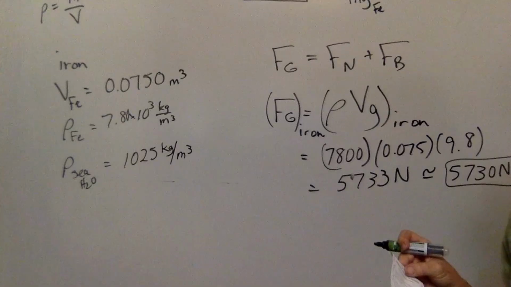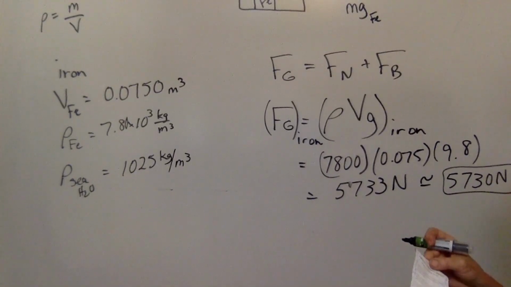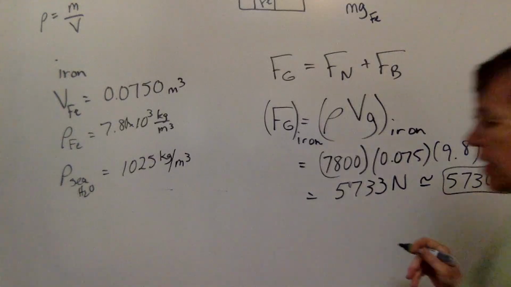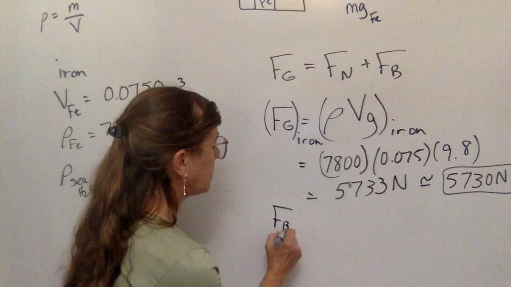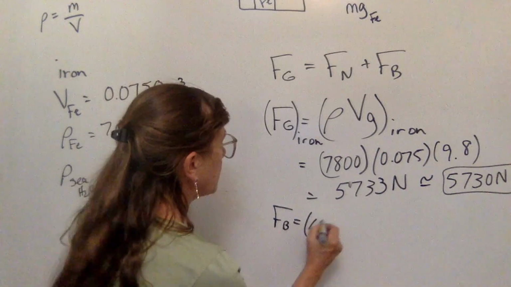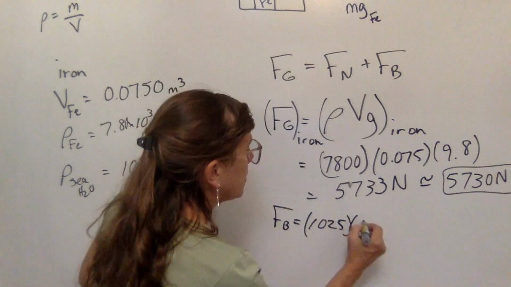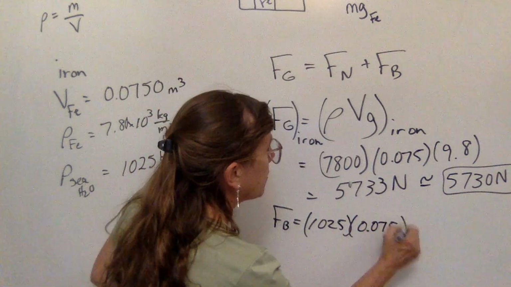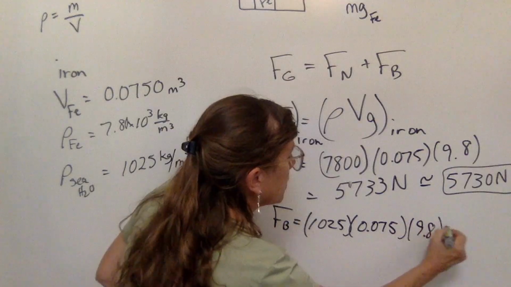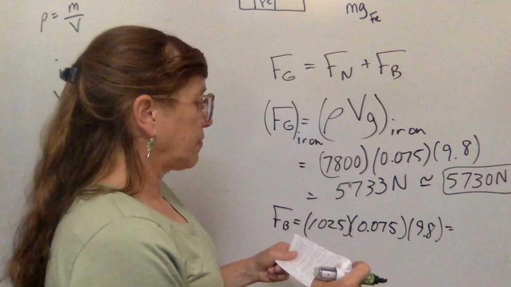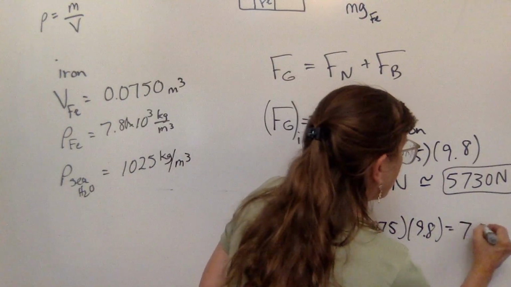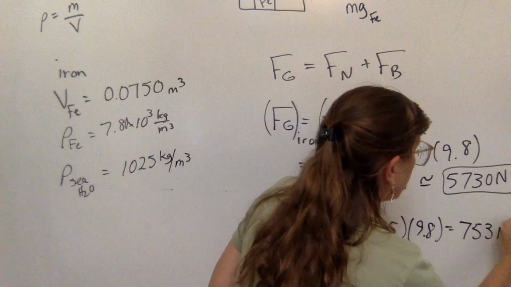The buoyant force can be calculated the same way, except using the density of the salt water. So the buoyant force this time is going to be 1025 times 0.075 times 9.8. When I did that, I got 753 newtons.